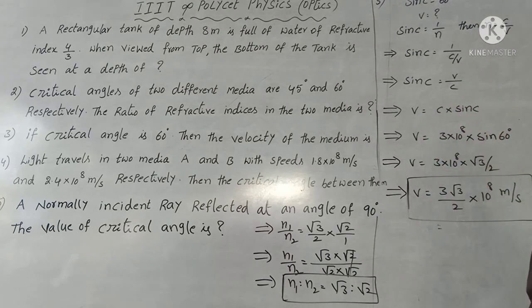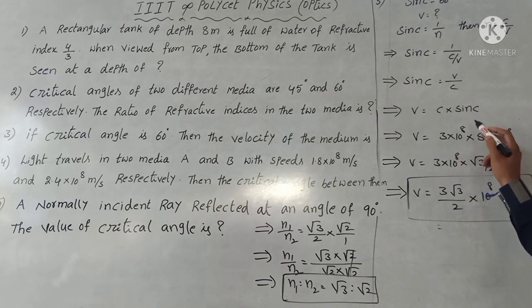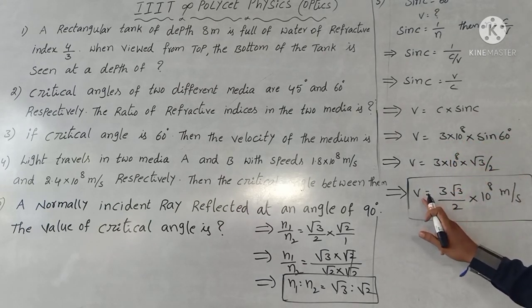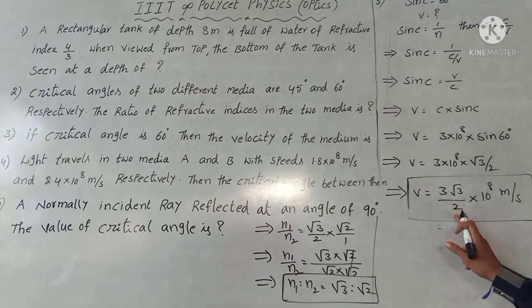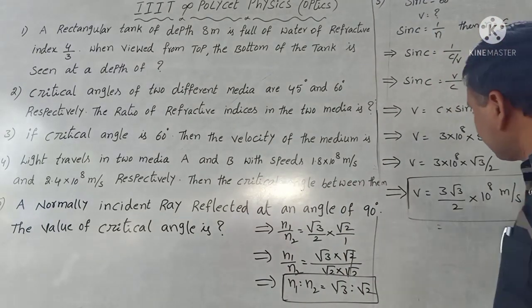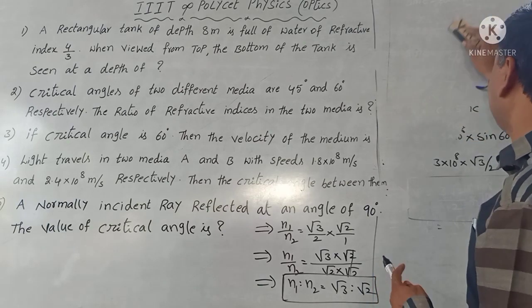You already know that c, the light velocity in vacuum, is 3 into 10 power 8, into sin 60. Sin 60 value is root 3 by 2. So totally we write v is equal to 3 root 3 by 2 into 10 power 8 meter per second. It is the third problem. After that, now we go to the fourth one. What is the fourth problem asking?